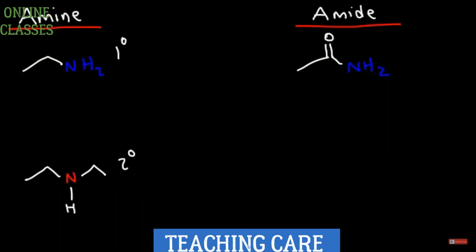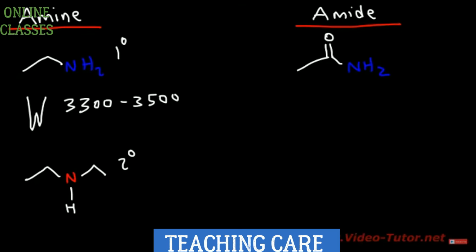Now let's talk about primary and secondary amines before we go into amides. Now the primary amine, which has two hydrogen atoms attached to the nitrogen atom, will show up as a double peak with a signal somewhere between 3300 and 3500. Now the secondary amine only has one hydrogen atom attached to the nitrogen atom. And so it's going to have a single peak between 3300 and 3500. So that's how you could distinguish a primary amine from a secondary amine.